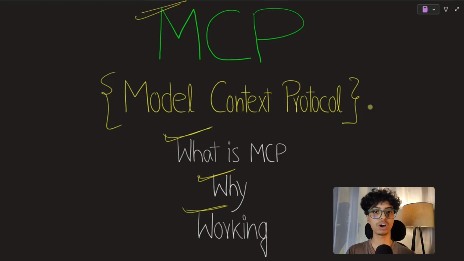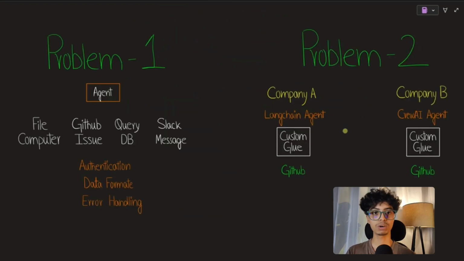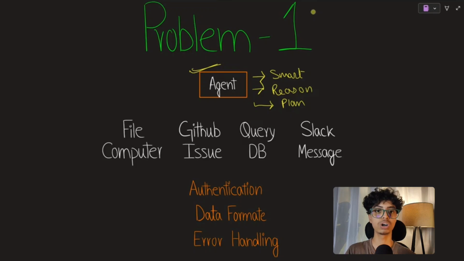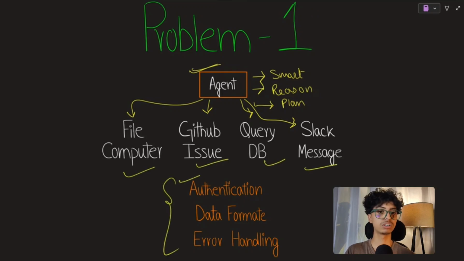Okay, so before we even talk about what MCP is, I want to talk about the problem it was built to solve, because once you understand the problem, MCP makes complete sense. So imagine you have built an AI agent. It is smart, it can reason, it can plan. But now you want it to actually do something useful. You want it to read files from your computer, or create a GitHub query, or query your database, or send a Slack message. But the problem here is every single one of those tools has a completely different way of connecting to it. Different authentication, different data formats, different error handling.